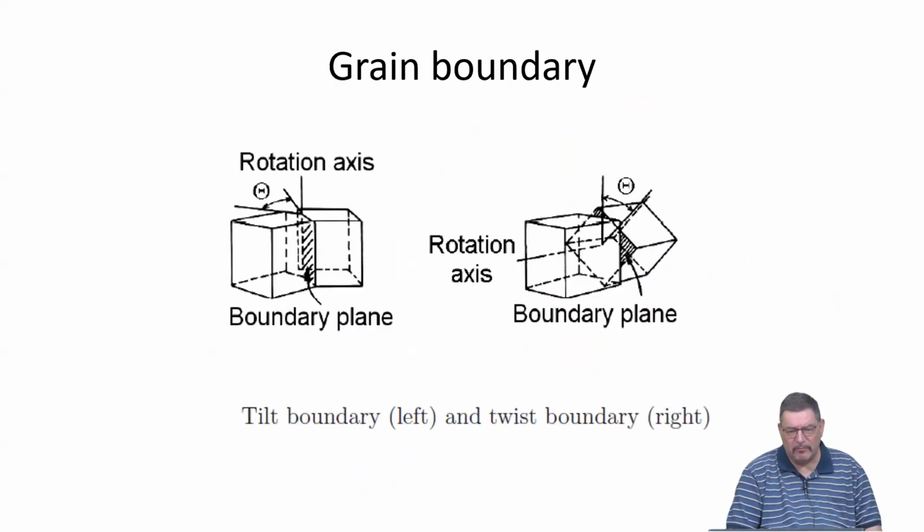Now, when we think about grain boundary diffusion, we have to first think about grain boundaries. So, how many degrees of freedom does a grain boundary in a normal, pure metal have? 5 macroscopic degrees of freedom, exactly.